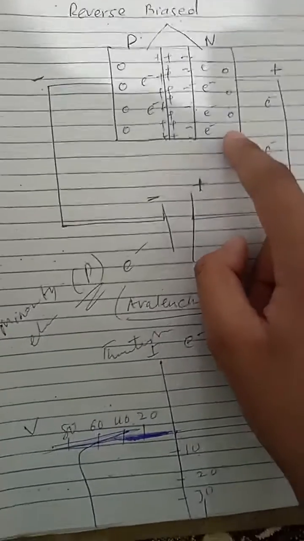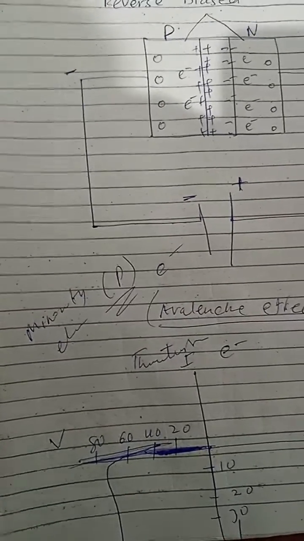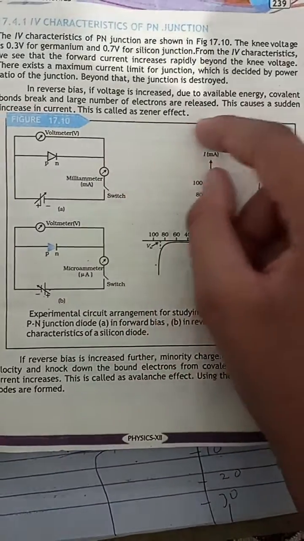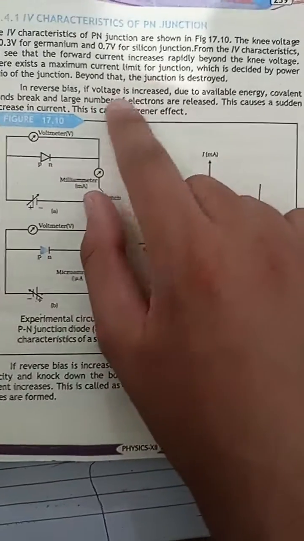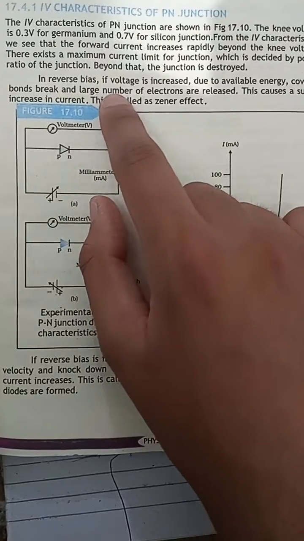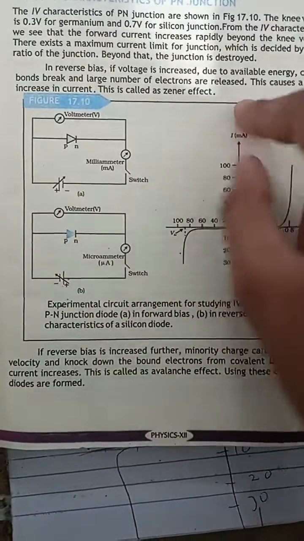So this is our topic about the avalanche effect and Zener effect for the characteristics of a p-n junction, forward and reverse. If in reverse bias the voltage is increased, due to the available energy the covalent bonds break and a large number of electrons are released. This sudden increase in current is called the Zener effect.